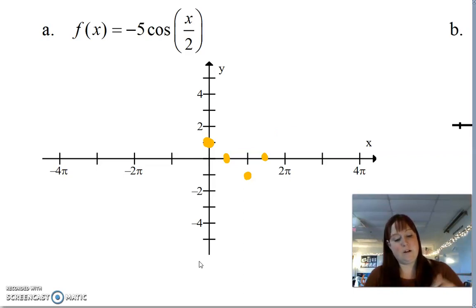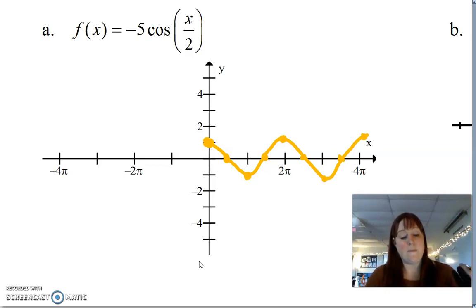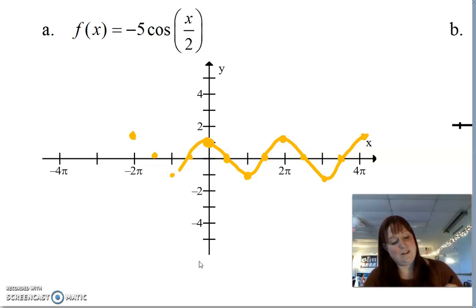And no matter how hard I try, I can't seem to get that. There we go. That's a little better. So I think of this as max, 0, min, 0, max, and then it would just do it again, right? Max, 0, min, 0, max. The pattern of the cosine curve. Okay. So then, the math teacher in me needs to finish this so that it keeps going, so that you recognize that it's periodic.